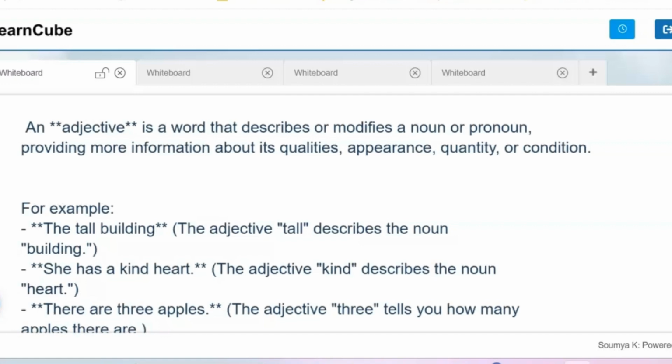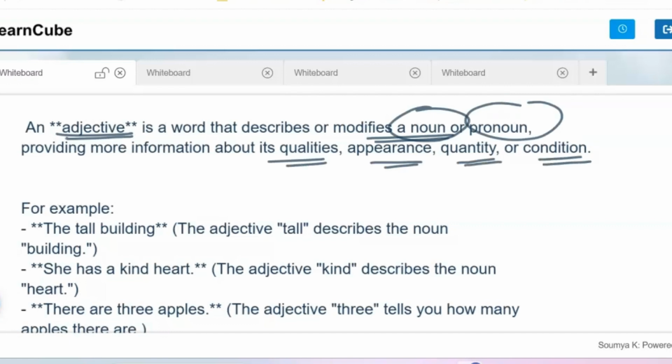Let's start. What is an adjective? So an adjective is a word that describes or modifies a noun. What it usually does is tell something about a noun or a pronoun, providing more information about its qualities, appearance, quantity, and condition. So these are the things that an adjective tells about a noun.